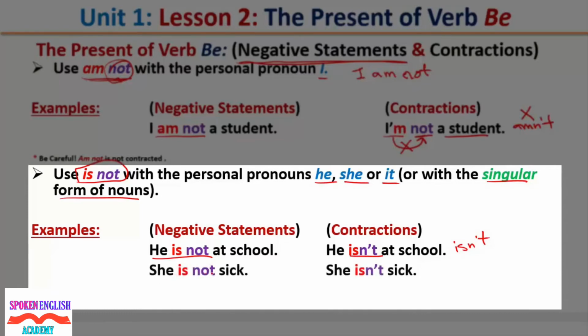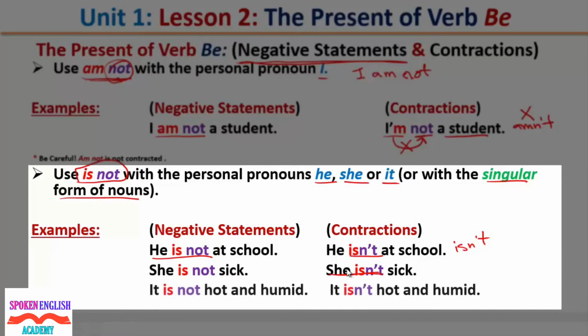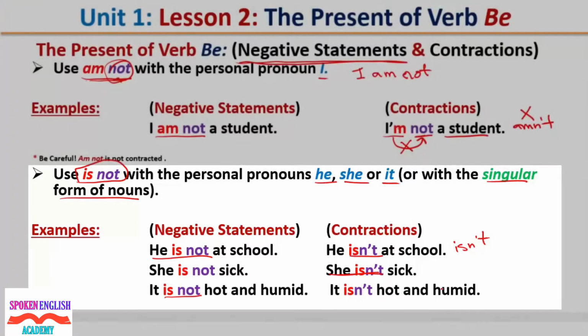She is not sick. Or we can say she isn't sick. It is not hot and humid. The contracted form, it isn't hot and humid.